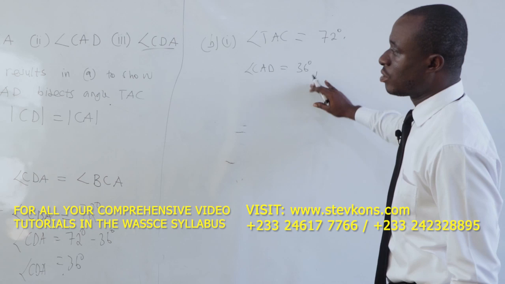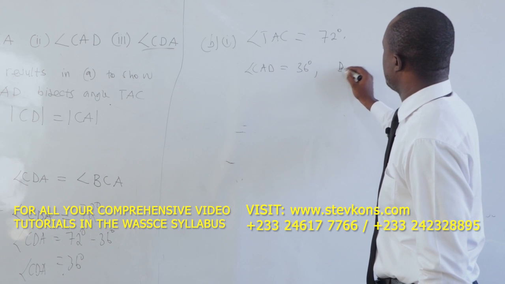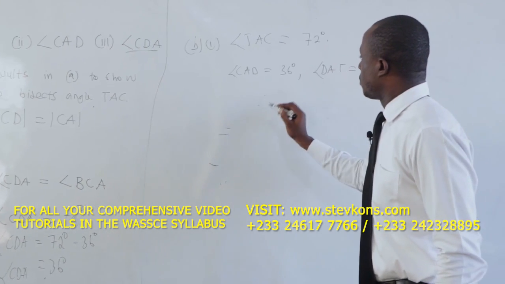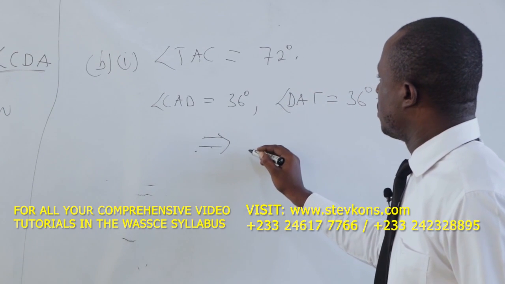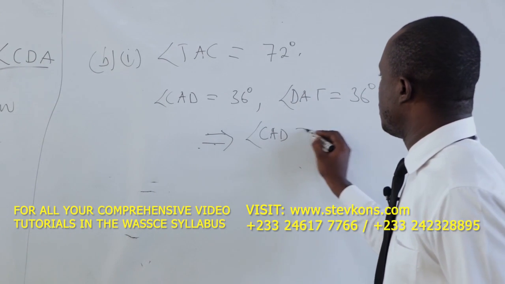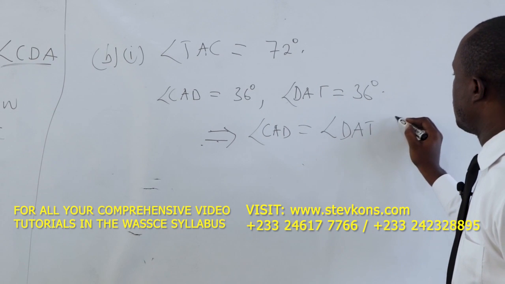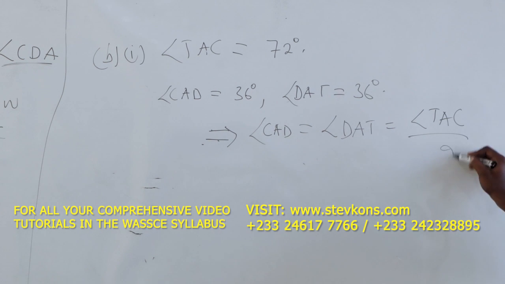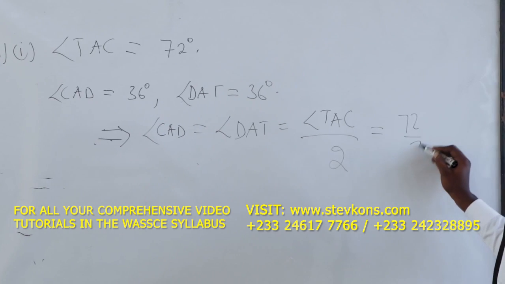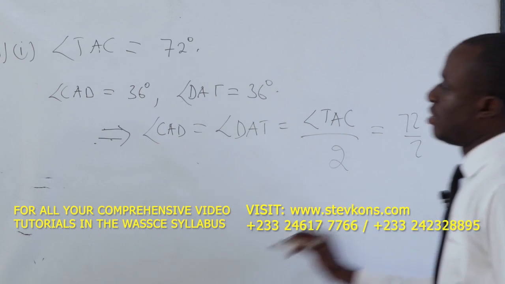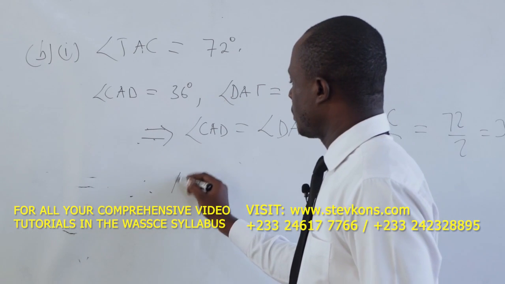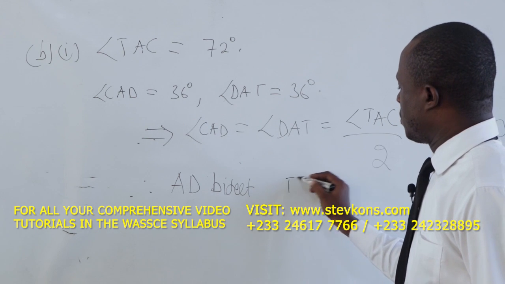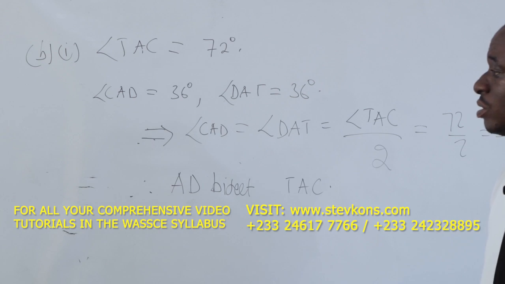And also, angle DAT is also what? 36 degrees, which implies that angle CAD is equal to angle DAT, which is equal to TAC divided by 2, which is 72 over 2, which is 36 degrees. Therefore, AD bisects TAC. It is dividing it into two equal parts.